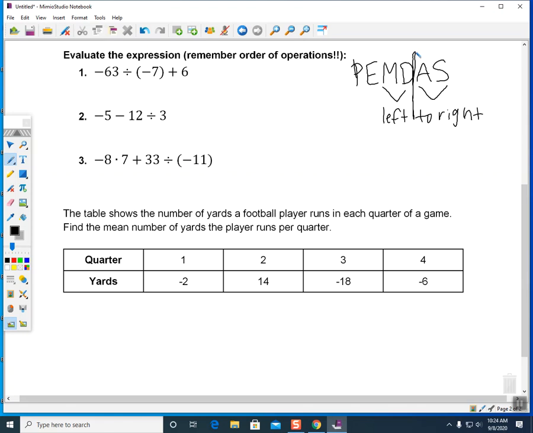If I'm looking at order of operations, I know that I need to divide before I add, so I'm going to take negative 63 divided by negative 7. Two negatives make a positive, right? So negative 63 divided by negative 7 is going to give me a positive 9.